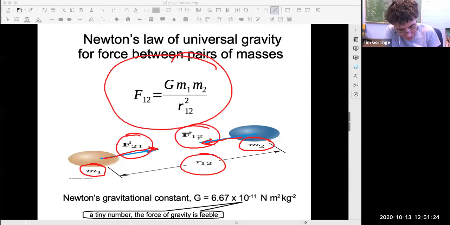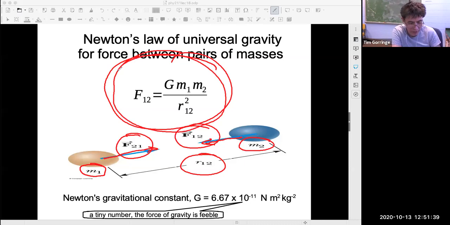F12 is the force experienced by 2 due to object number 1. F21 is the force experienced by object number 1 due to object number 2. And here, upstairs here, is the equation for that force. It depends on the product of the masses of the things exerting and experiencing the force, the inverse square of the separation between those masses, and also a constant, a number that sets the scale for gravitational forces.